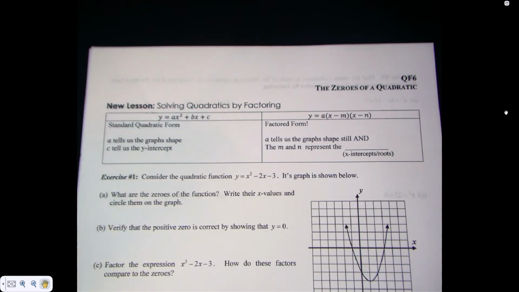Hi there, we are QF-6 today, the zeros of a quadratic.